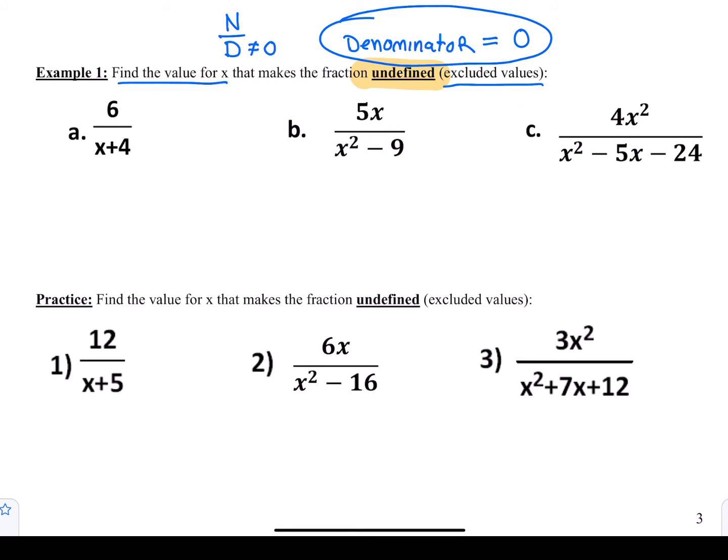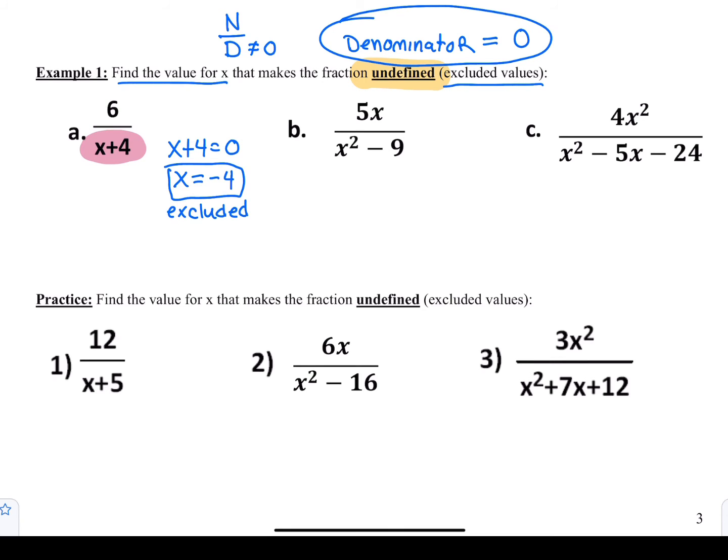Alright, so if we take a look at 6 over x plus 4, I'm not really interested in the numerator at the moment. I really want to focus on this denominator down here. So I'm going to set that equal to 0 and find the x values that will make that equal to 0. And that's just a simple subtraction, I'll get x equals -4. And so I will get one value of x that is going to be excluded.